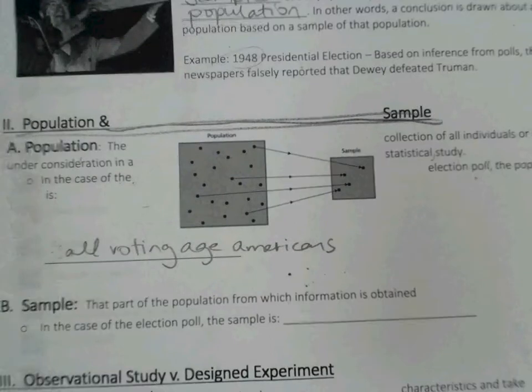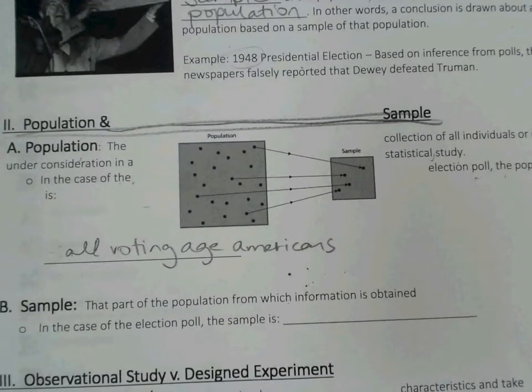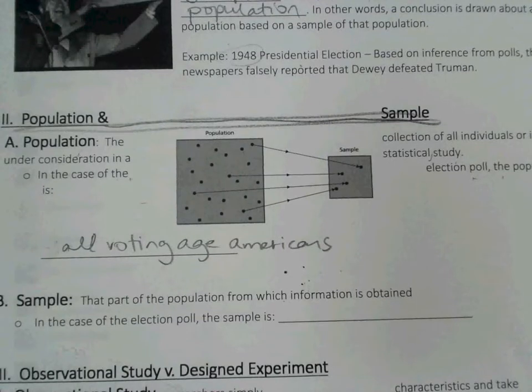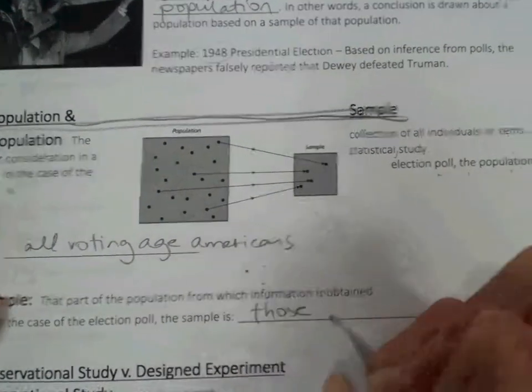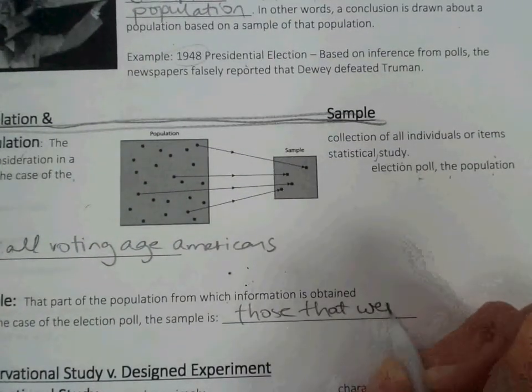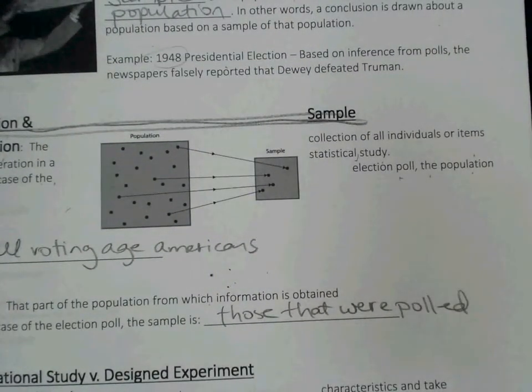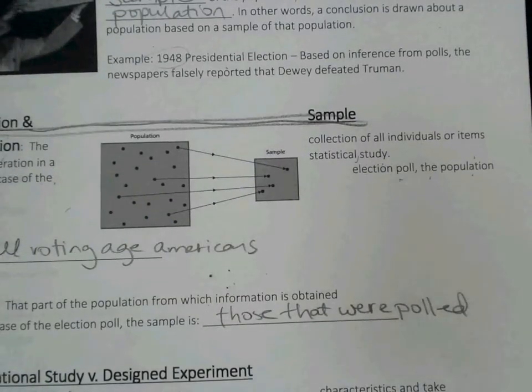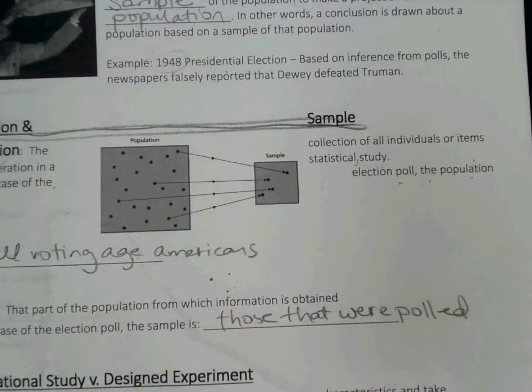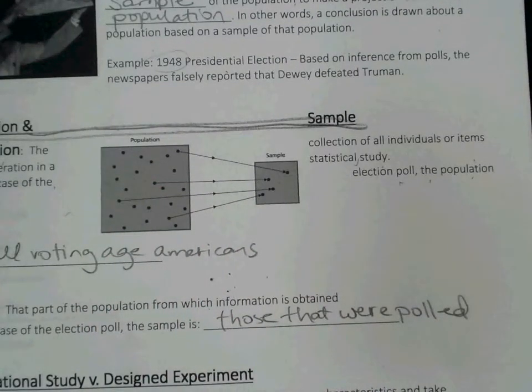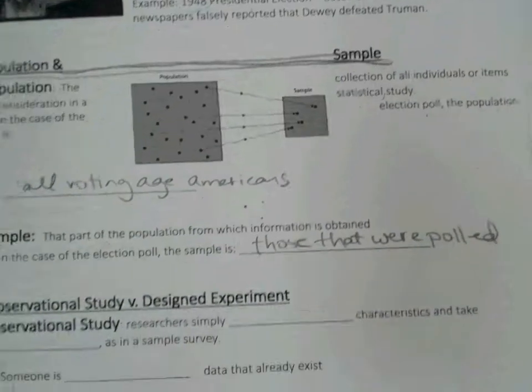And then the sample, the part of the population from which the information is obtained. So in the case of the election poll, the sample would be those that were surveyed, or those that were polled, just those that were polled. I put that picture in there, now you can't miss it, it's right in the middle of the sentence, because I think it's a good reminder. Sometimes we mix up what's the population, what's the bigger one, what's the smaller one. The sample is the smaller one being taken from the bigger one, the population.